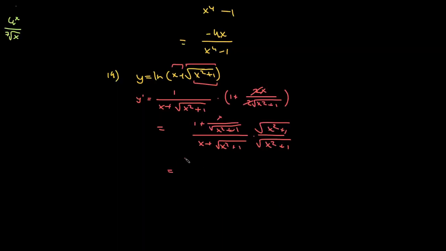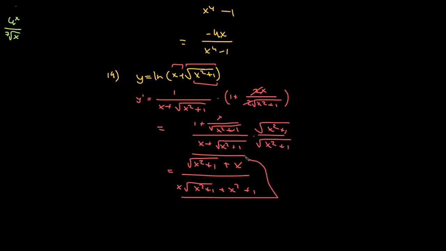Alright, and let's see what we end up with. That's going to be the square root of x squared plus 1 plus x. And this is going to be x times the square root of x squared plus 1 plus x squared plus 1. No, it didn't end up nicer. Anyway, you can just use this one. Alright, so that's like that.